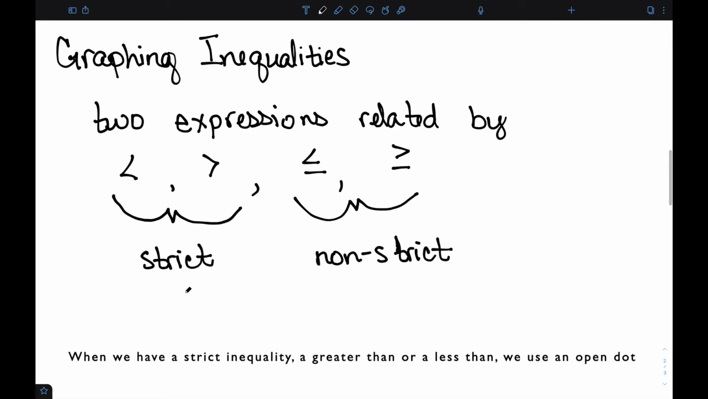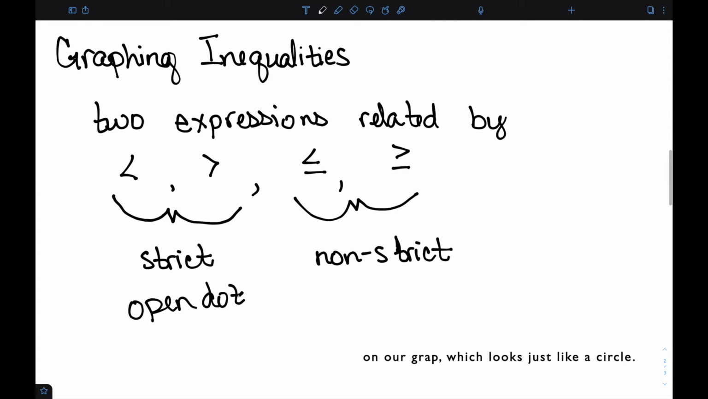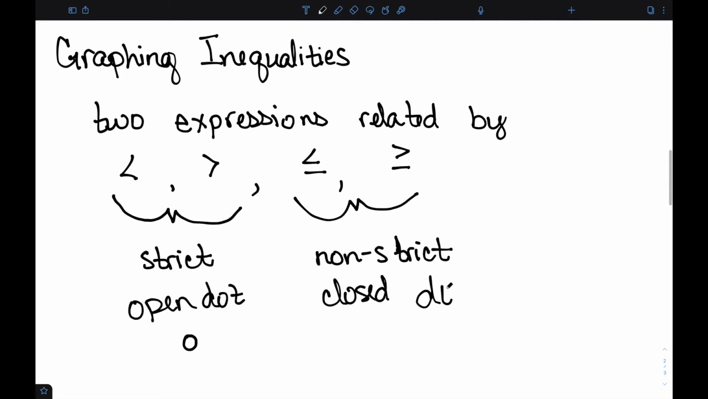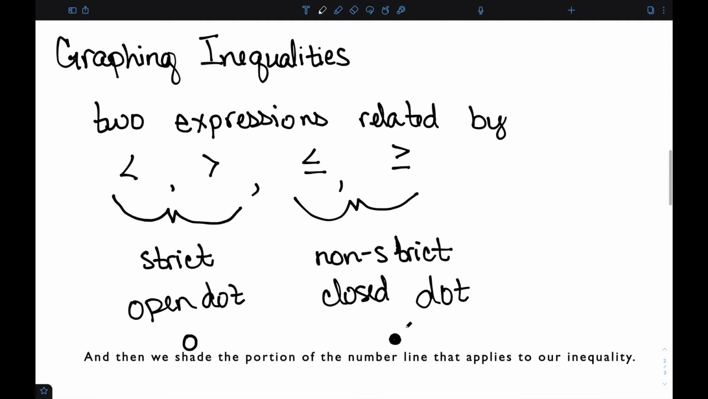When we have a strict inequality, a greater than or a less than, we use an open dot on our graph, which looks just like a circle. On our non-strict, our less than or equal to or greater than or equal to, we use a closed dot. And then we shade the portion of the number line that applies to our inequality.